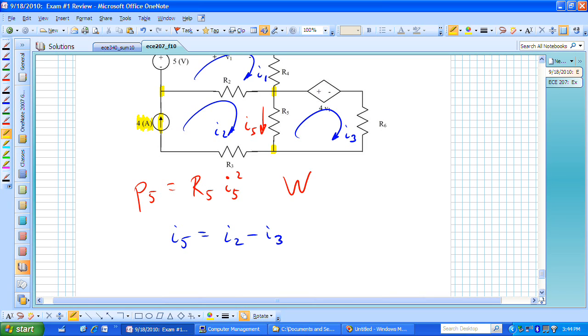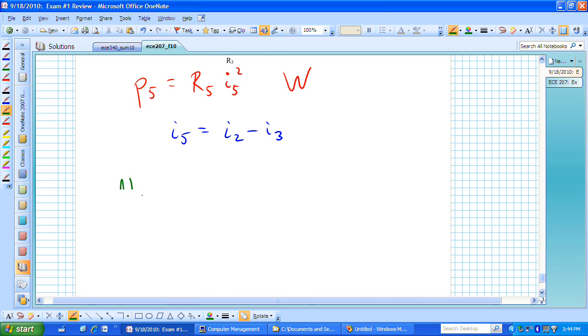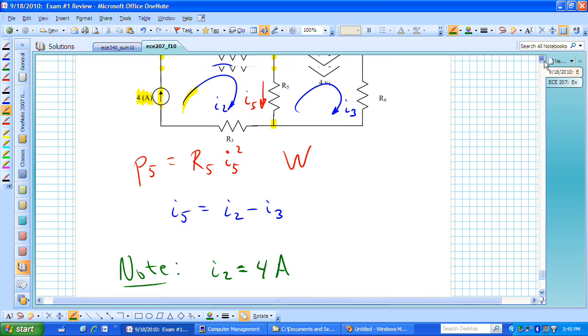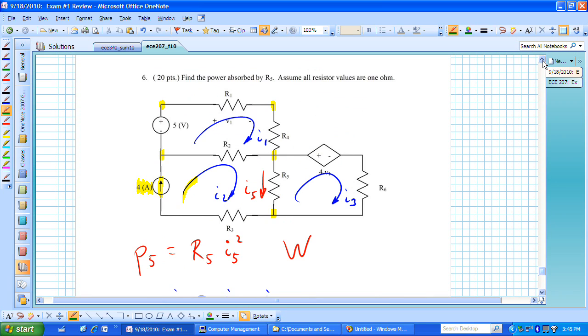If I look at this a little bit more closely, I actually see that this current, this 4 amp current source, is actually the same as this current I've defined as I sub 2. And I'm then halfway there. I sub 2 is actually equal to 4 amps. That means there's one of my 3 equations. It's already basically known. I now know what I sub 2 is. Now all I have to do is find I sub 1 and I sub 3, which means I need to write 2 more equations.